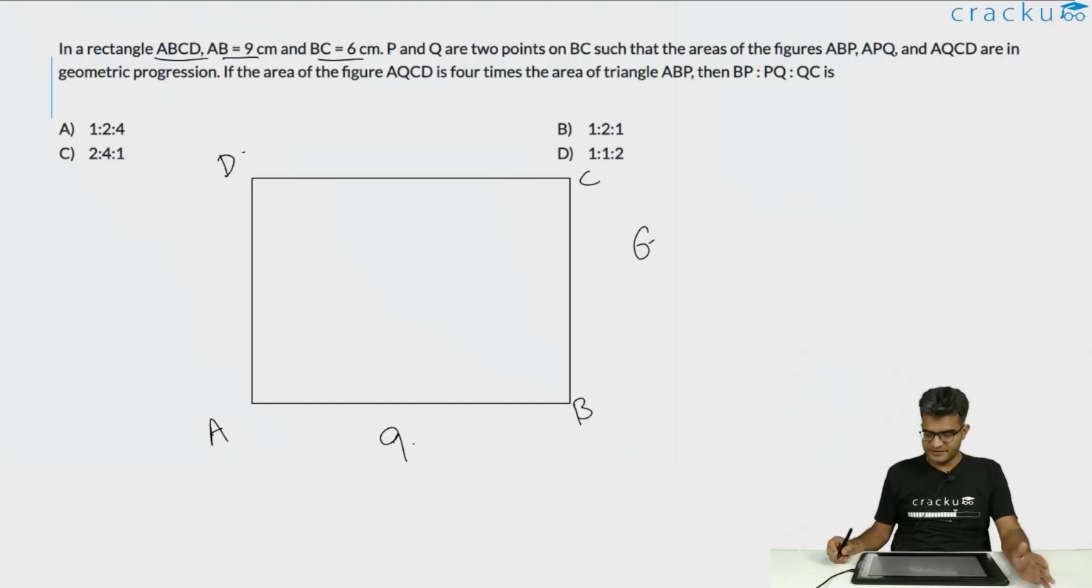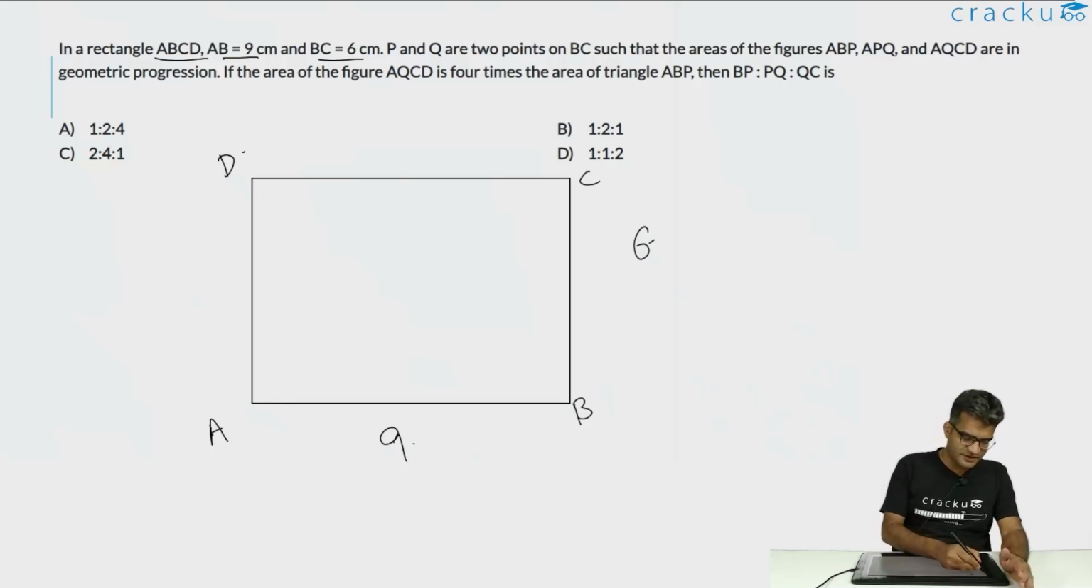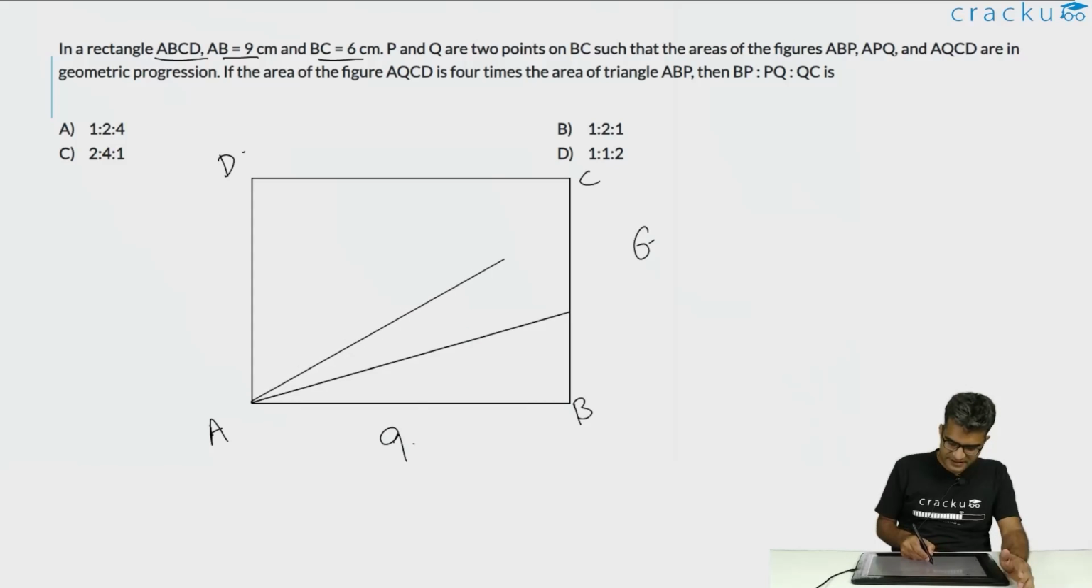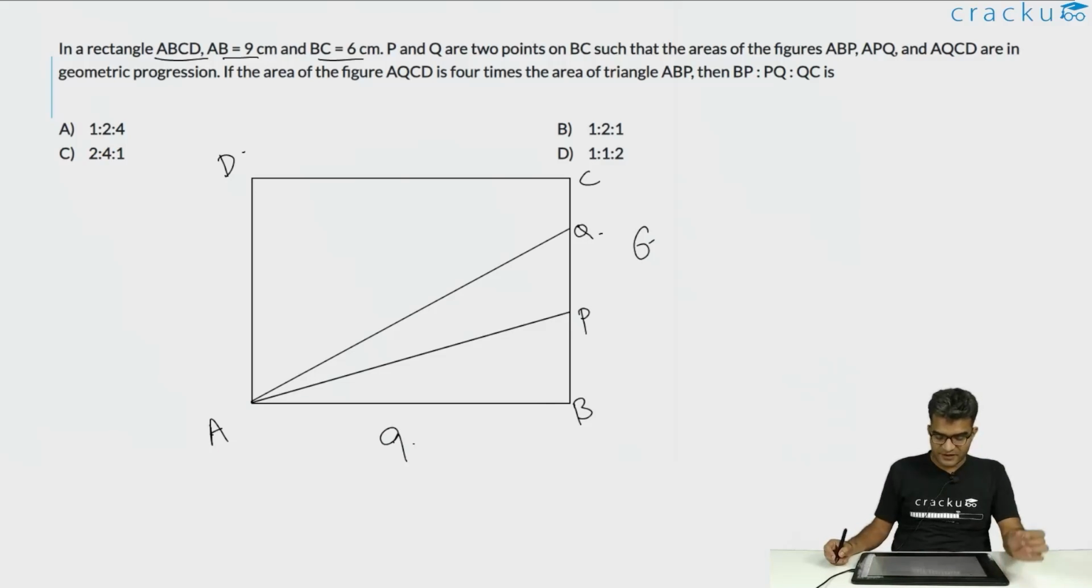There are 2 points on BC such that the areas of the figures ABP, APQ and AQCD are in a geometric progression. So let us assume that this is ABP, this is APQ and the remaining one is AQCD. This is P, this is Q. We are told that the area of the figure AQCD is 4 times the area of triangle ABP.